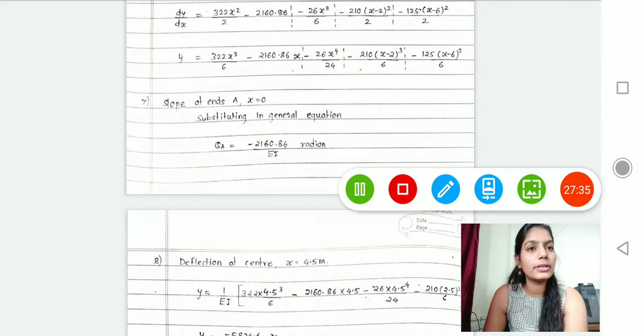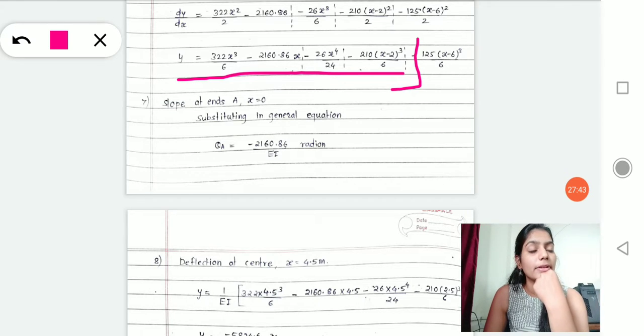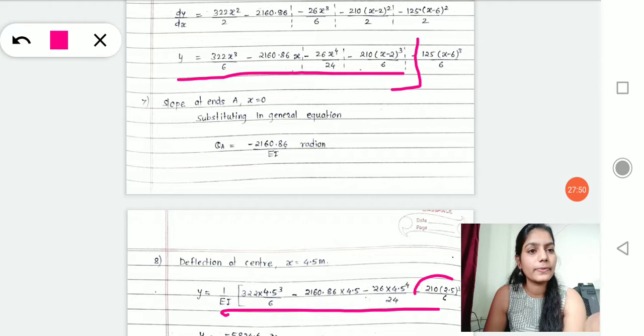I hope it is visible to you. Yes, this is your deflection equation. You have used it till here only. Why? Because see here, I have used it till 210 only. I have not taken this part.